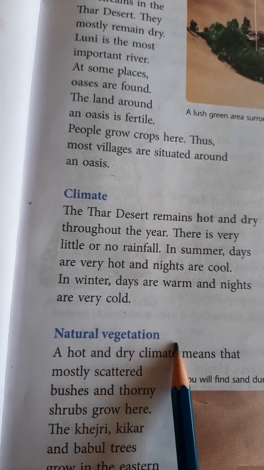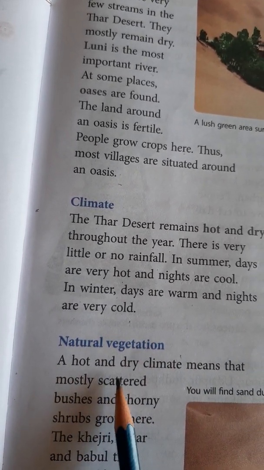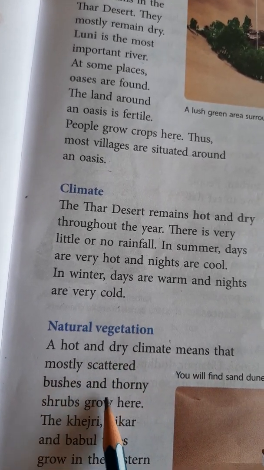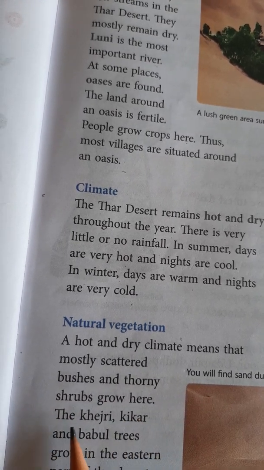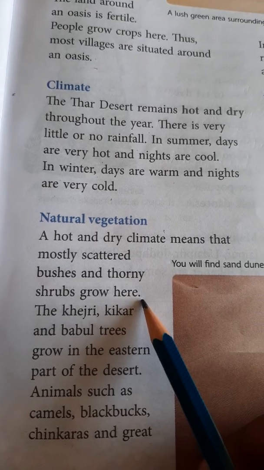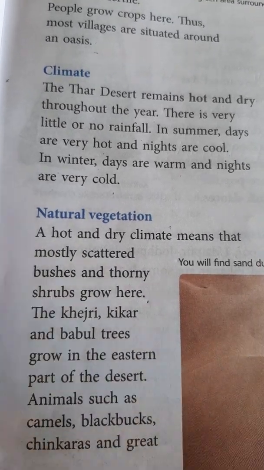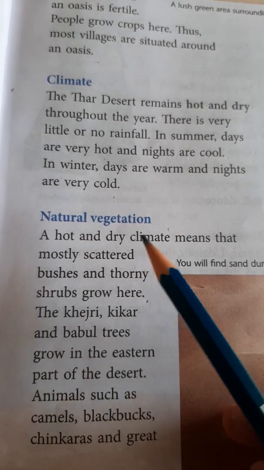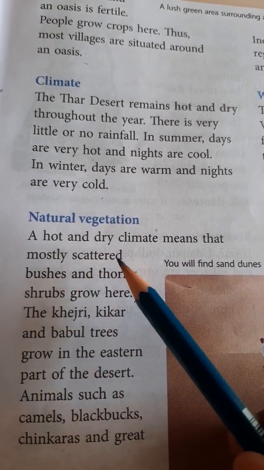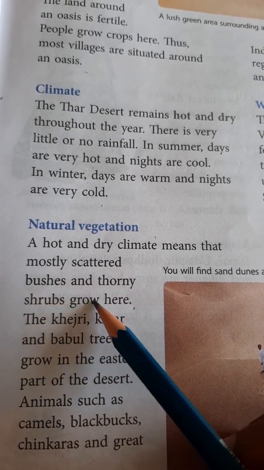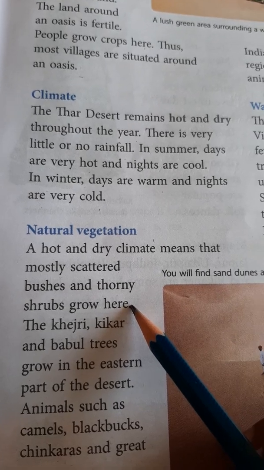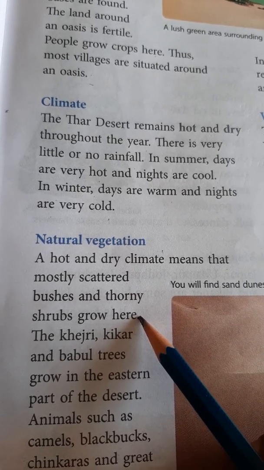Next, natural vegetation. A hot and dry climate means that mostly scattered bushes and thorny shrubs grow here. So here, the natural vegetation of this Thar Desert is, it's a very hot and dry climate, so mostly scattered bushes and thorny shrubs grow here.